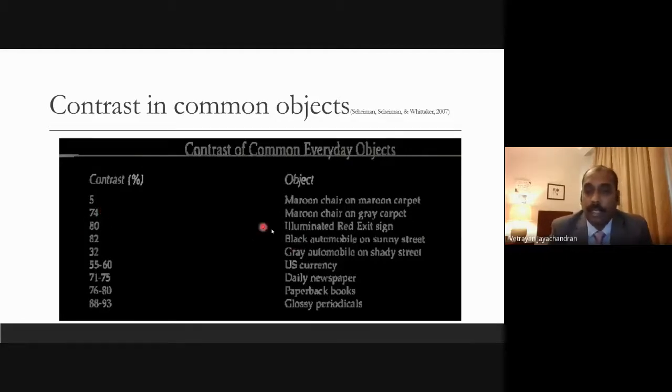Like that, we have different objects with different contrast levels. Maybe you can see the US currency, the contrast level is like 55 to 60. I think the Indian currency which we are using now has different colors, very, very high contrast colors. We have a pink color, a green color, so we have different kinds of colors. It is easy for low vision people to identify.